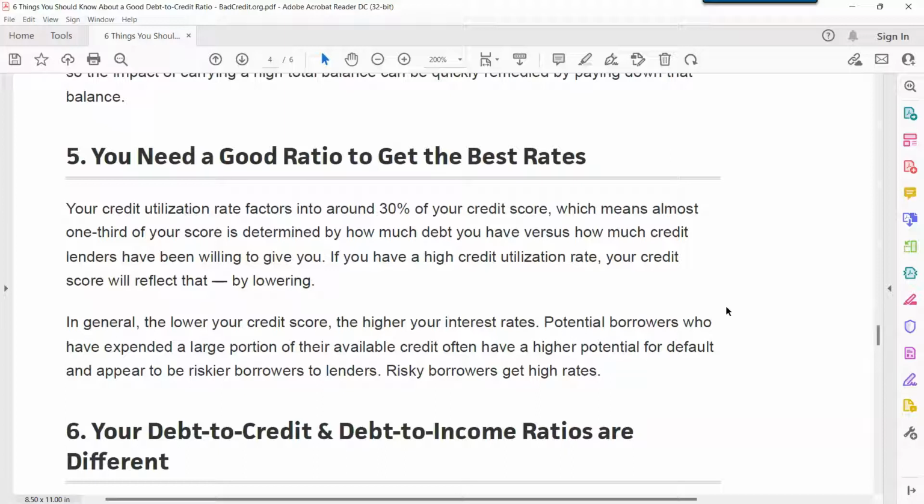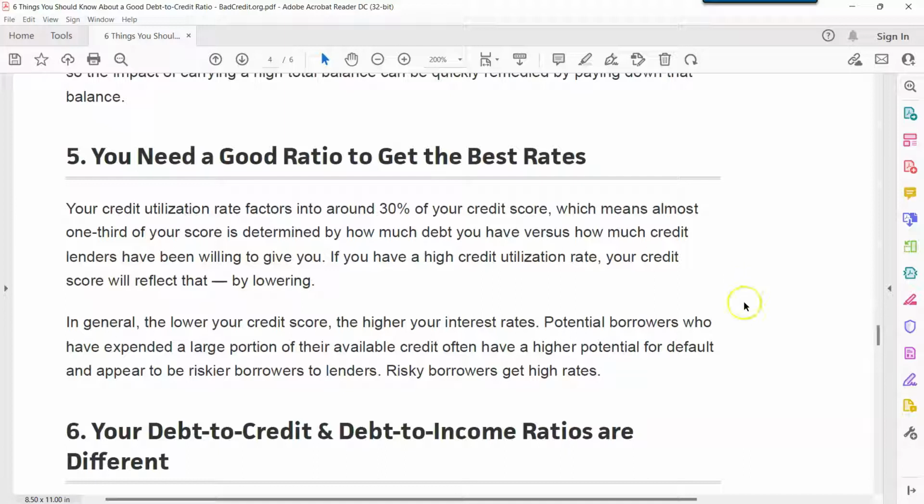Do you need a good ratio to get the best rates? All right, so there are some creditors that will not give you a loan or approve you for a credit card or revolving account if your ratios are high, like 50, 60, 70, 80, 90% will get you in trouble and get you declined for credit. Your credit utilization rate factors into around 30% of your credit score, as we talked about, which means almost 1/3 of your score is determined by how much debt you have versus how much credit you have.